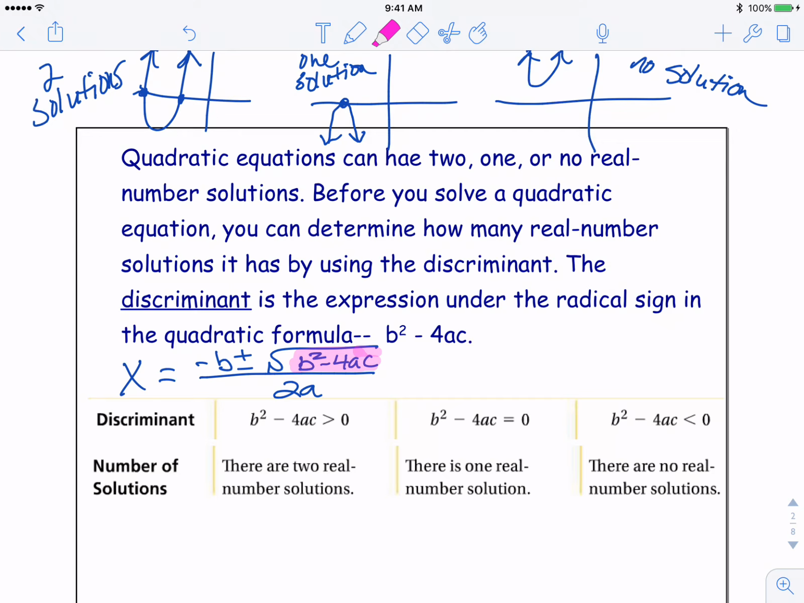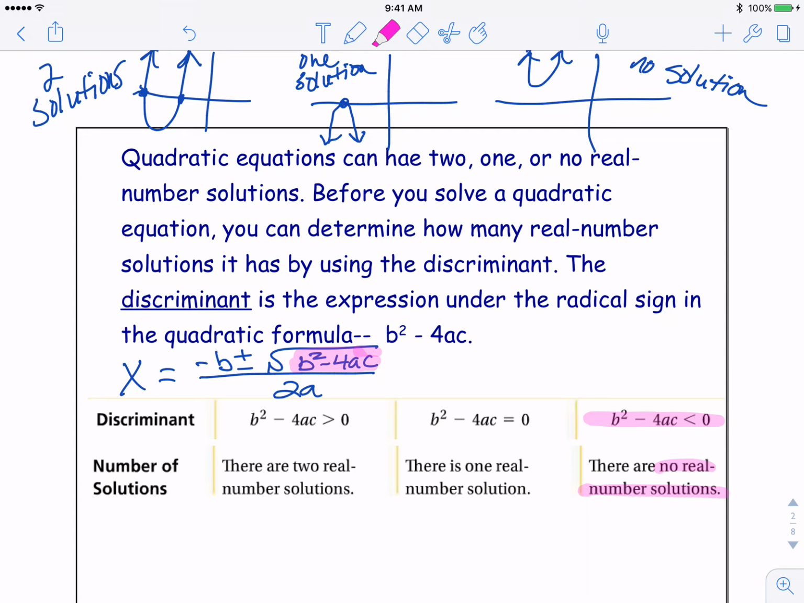If that chunk would turn out to be negative, that means that there would be no solution because I can't take the square root of a negative number. So if b squared minus 4ac is negative, or if it is less than 0, there are no real number solutions. We can also find out some other things with that.